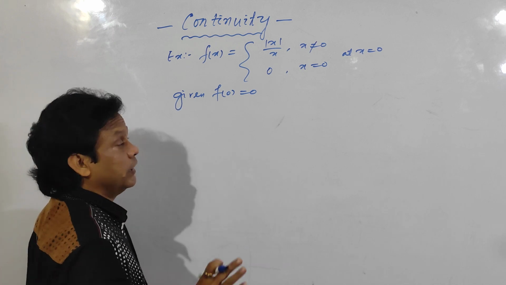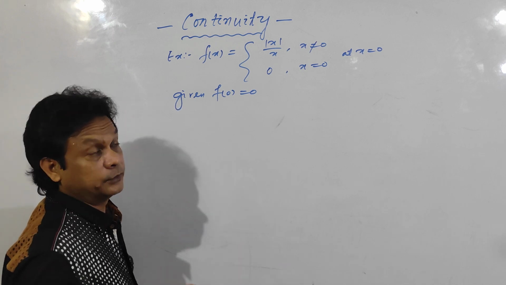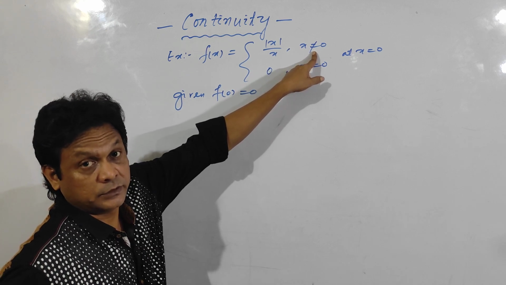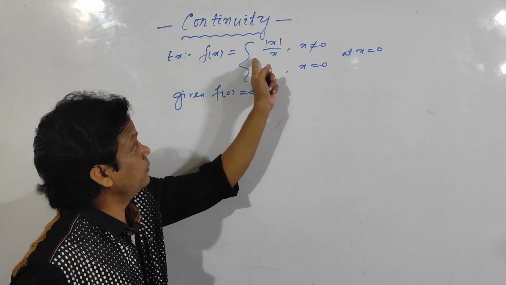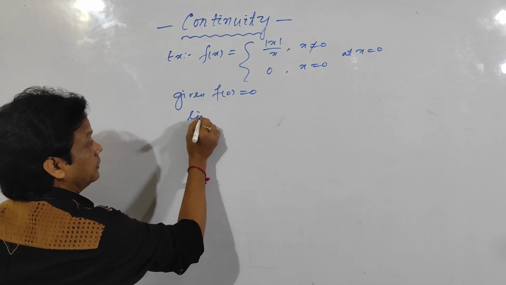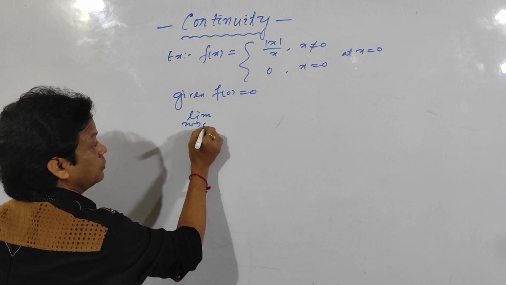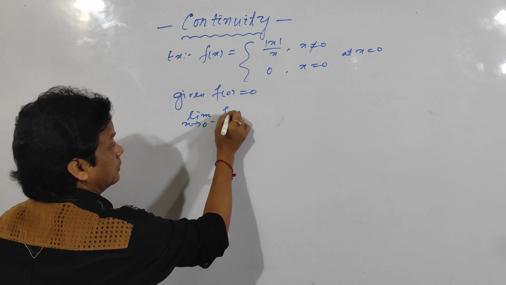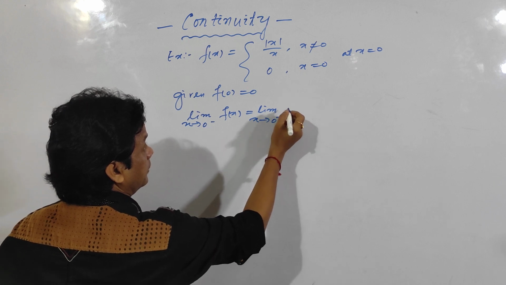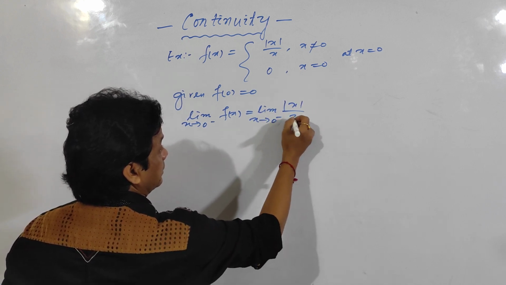Clear? So now only you have to find out the limiting value. That means the unequal to 0 part. Clear? Here x is unequal to 0, you have to find out the limit of this function. Okay. So left hand limit. Limit x tends to 0 minus f of x is equal to limit x tends to 0 minus of f of x, that means mod x by x.